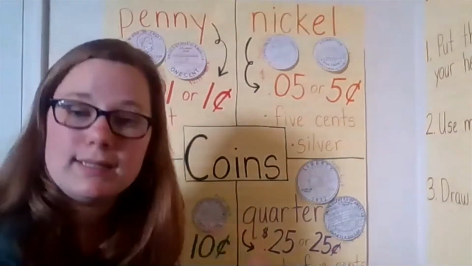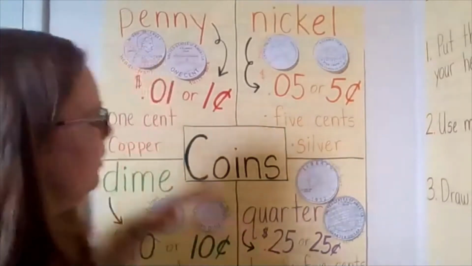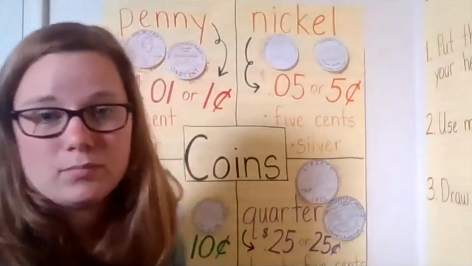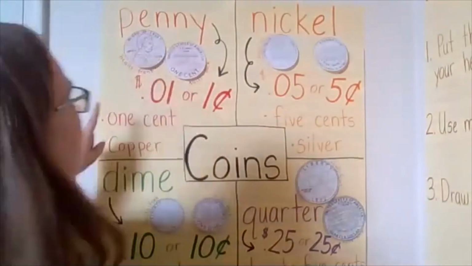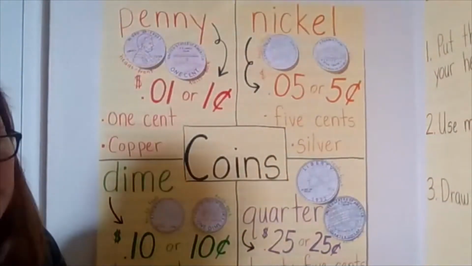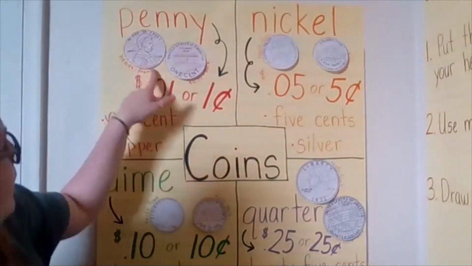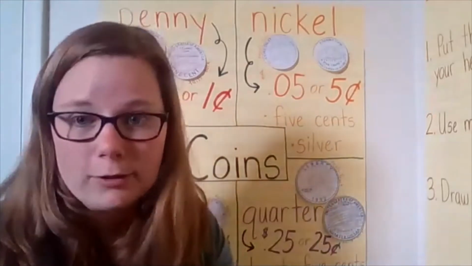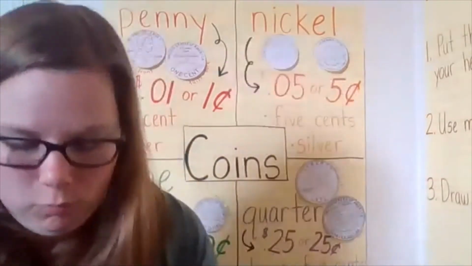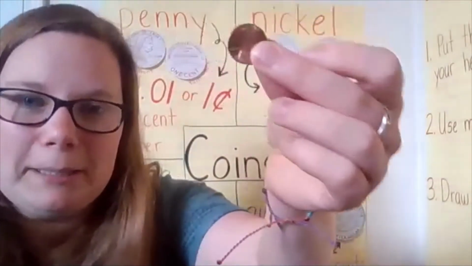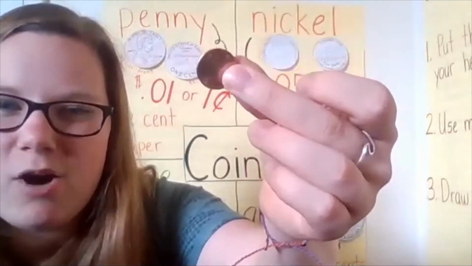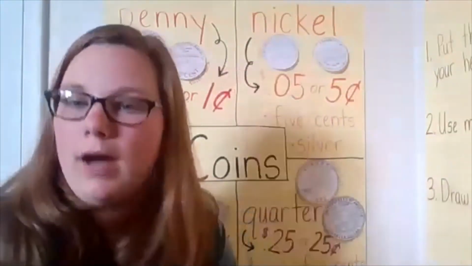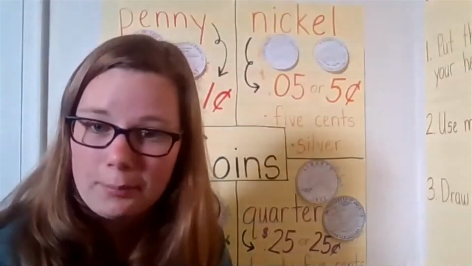When I say 1 cent, cent is how much money a coin can be. So in this case, a penny is only 1 cent. A penny is also what we call copper. Copper is a kind of color that looks just like this. It's kind of brown, a little bit of orange to it. So a penny is a copper color.